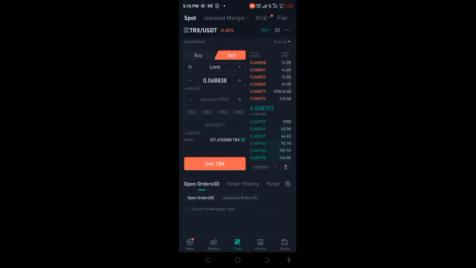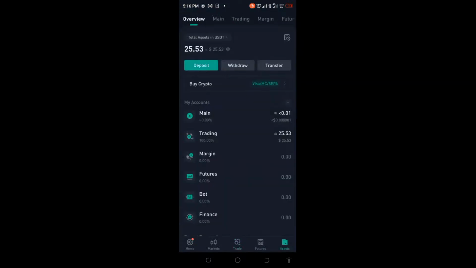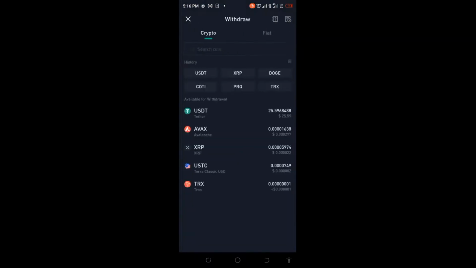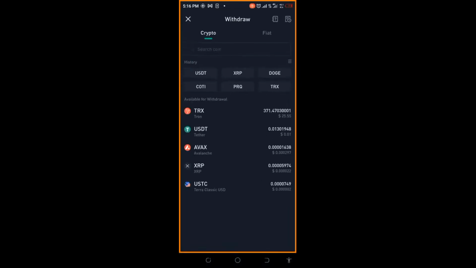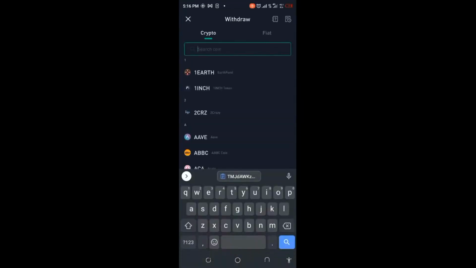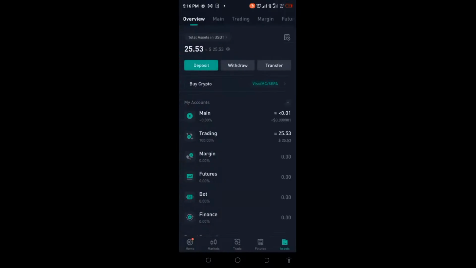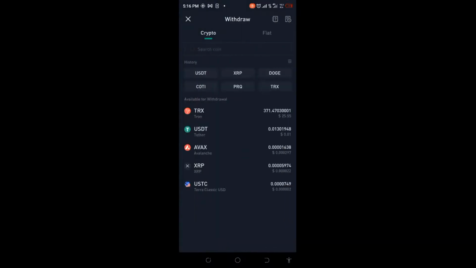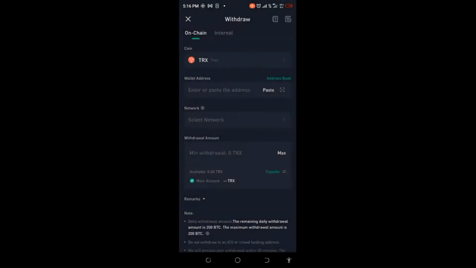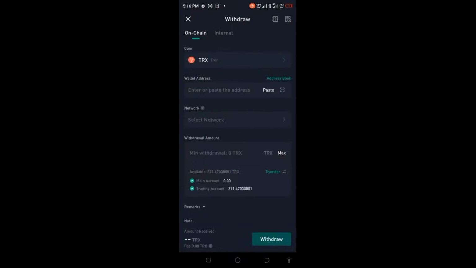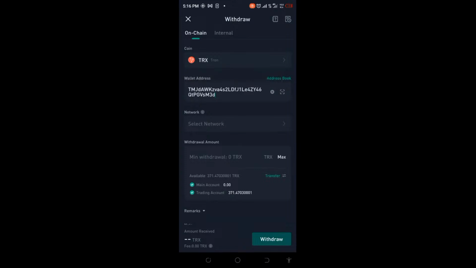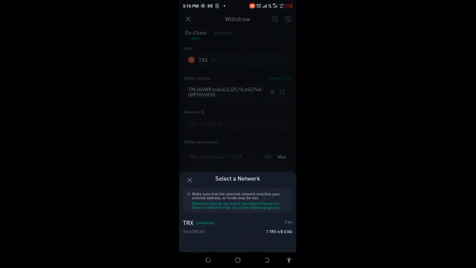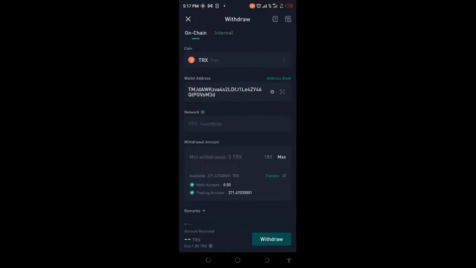All right, so that's what we're doing right now. So we're withdrawing from here and we're withdrawing TRX. You can see it already has everything there. Okay, we're taking everything over. No, this is what I want. I'm withdrawing this and I'm just clicking on this, and then we'll now put in the address. Let's put in the wallet address. The network is TRC20, obviously.